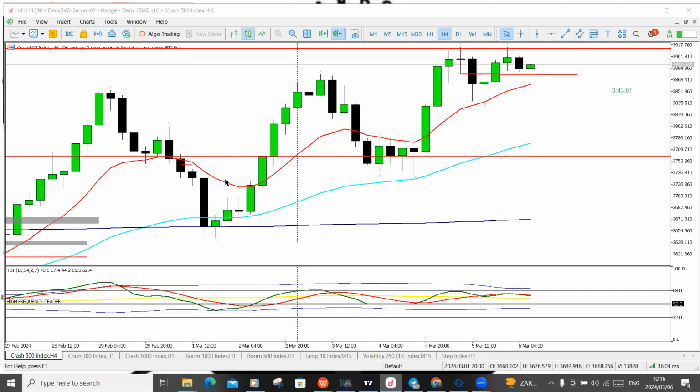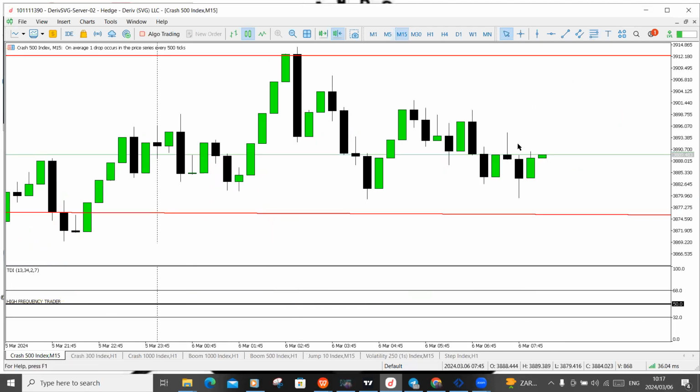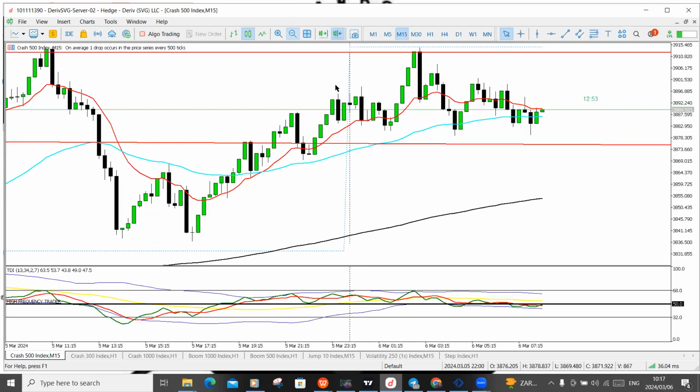All right, so we're going to get started with C500, and I've got one sell position for now. So I'm just going to quickly explain the setup which I have.